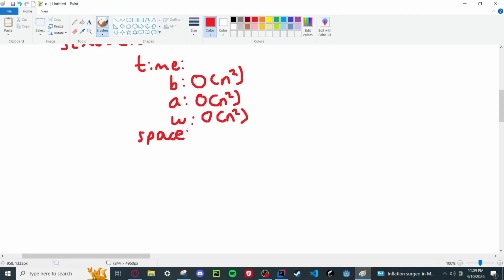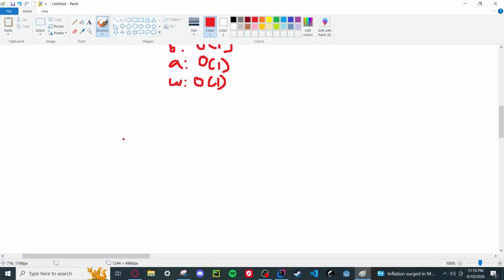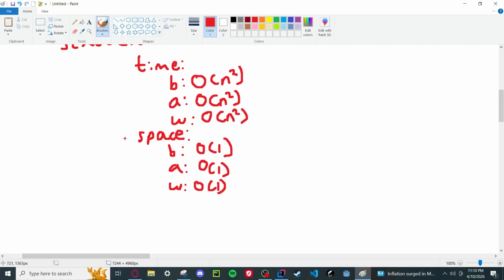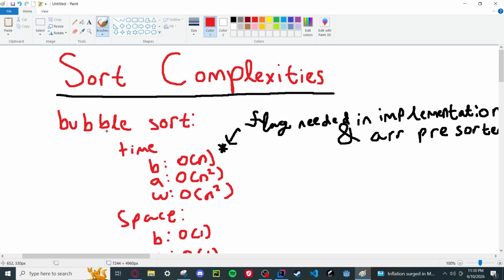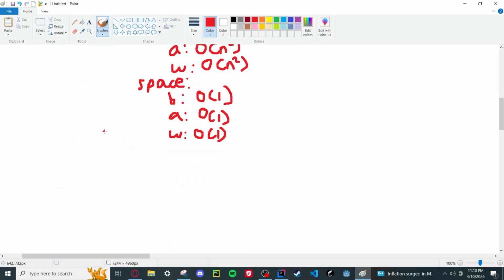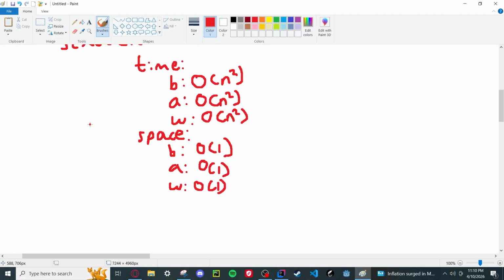For space, your best is O of 1, your average is O of 1, and your worst is O of 1. Same with this, you're just working with an array. You're not really adding much to the call stack. I can't really explain space too much right now because I understand time more than space, but you should be watching this after my time and space complexities video comes out. I recommend watching that video on Big O before you jump into sorting.